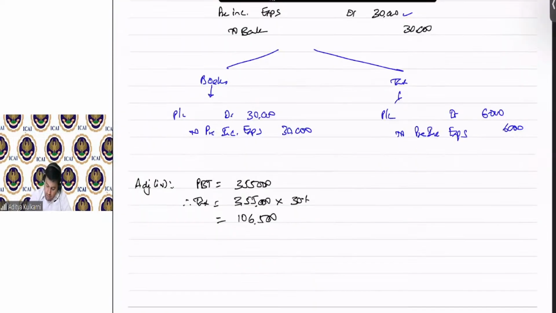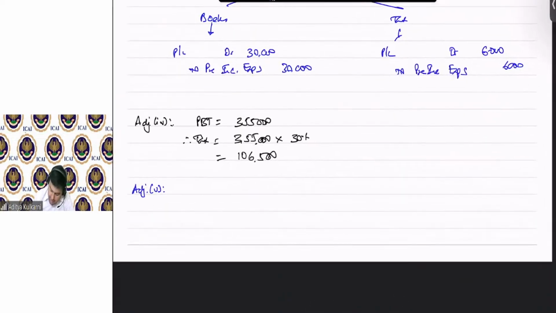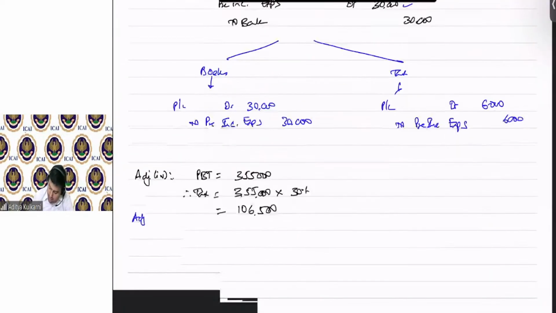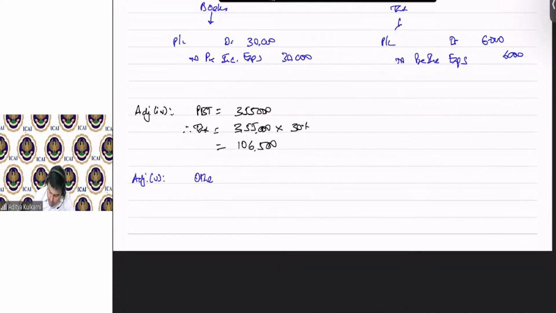And this is adjustment 5. You will pass the entry. Where is it included? Other current liabilities. So we will have to remove it from other current liabilities. Other current liabilities debit to reserves 15,000.